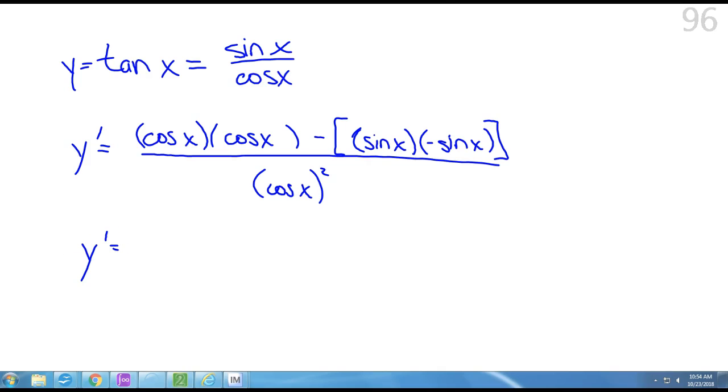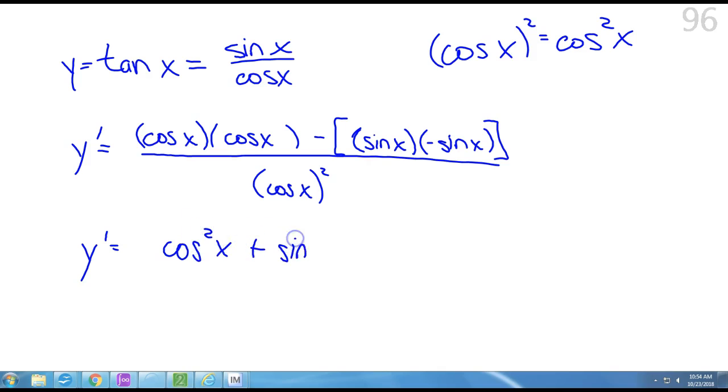You guys know that, so if I write cosine of x squared, that's the same as cosine squared x. I could put the squared in either spot. Alright, so what's cosine times cosine? Cosine squared of x. And then wouldn't it be plus sine squared of x? Because you've got a negative times a negative.